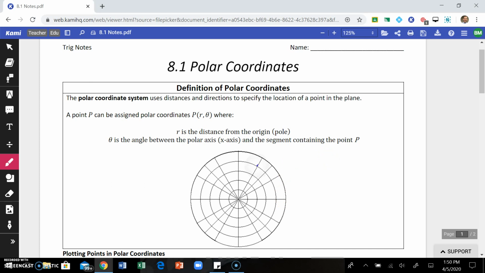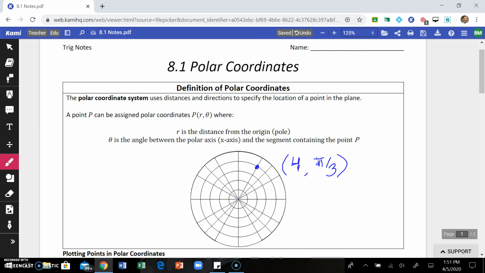The angle between that and where the point is located. So let's say I have a point up here. That point, the r is going to be, again, the distance from the middle. So I'm just going to count how many rings we go out. So that is on the fourth ring. So my r value is 4. And theta is what angle is that located at? And that would be at pi over 3.